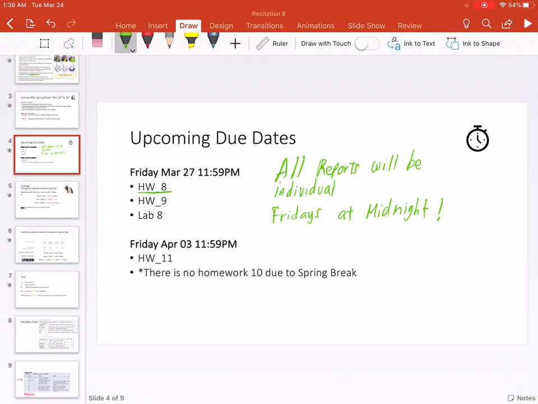Keep in mind that you will need to submit as well your homework number 8, your homework number 9, and in this case, of course, your laboratory number 8. Okay, and this is further information for the upcoming next Friday.